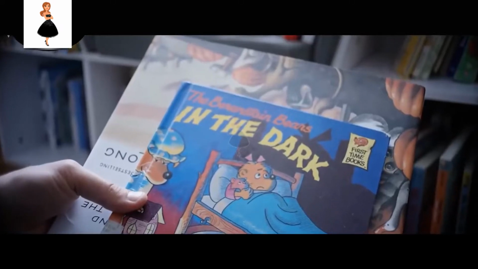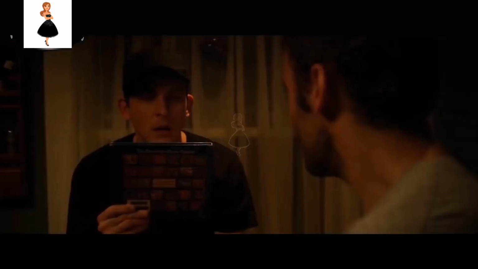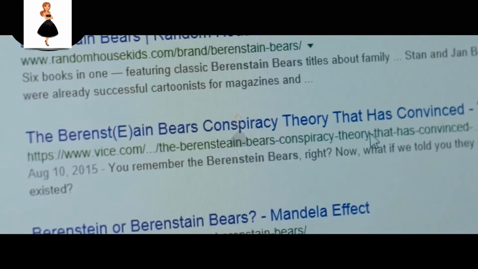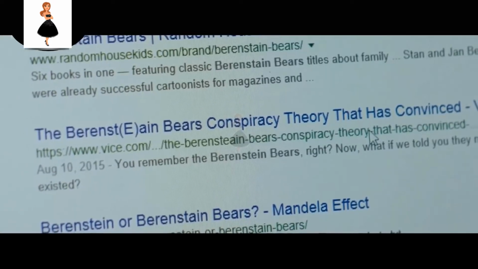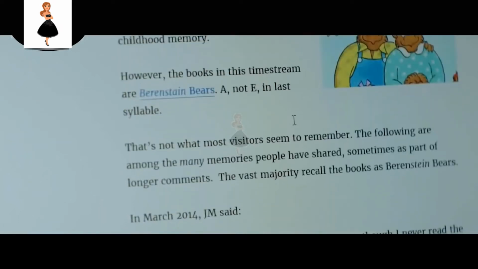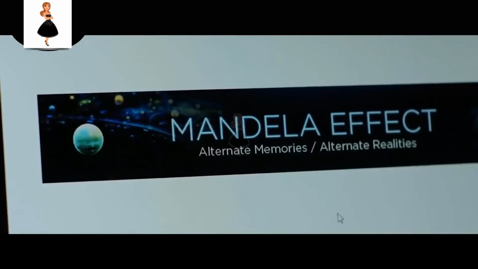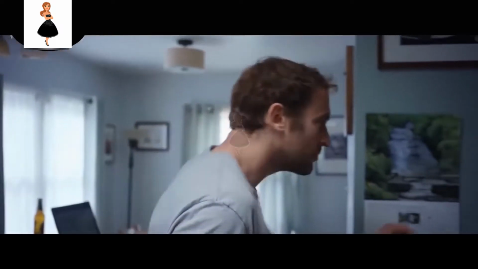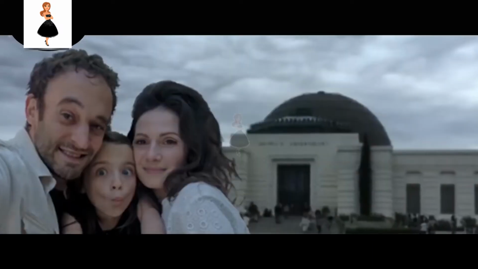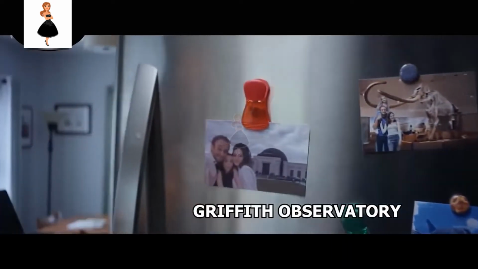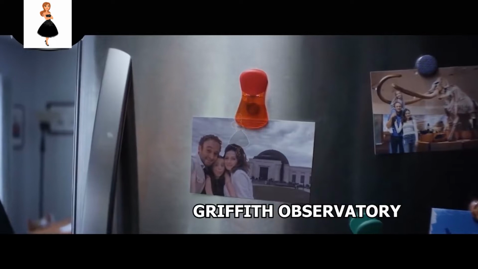Matt replies that the book is titled The Berenstein Bear with the letter E. But Brendan shows Matt that the correct writing is The Berenstain Bear with the letter A. Out of curiosity, Brendan tries to find it on the internet, and it turns out that there are many people who think that the writing in the book is The Berenstein Bear with an E. Brendan continues to look for information about it until he finally finds a theory that explains the incident, namely the Mandela Effect theory.